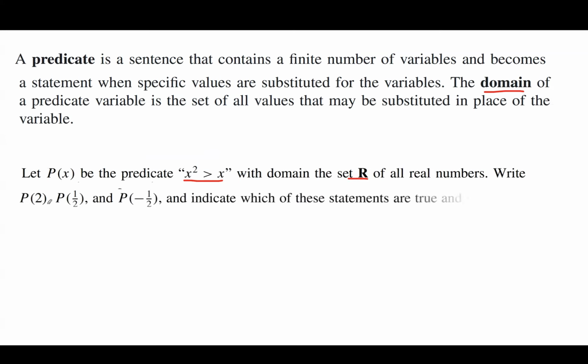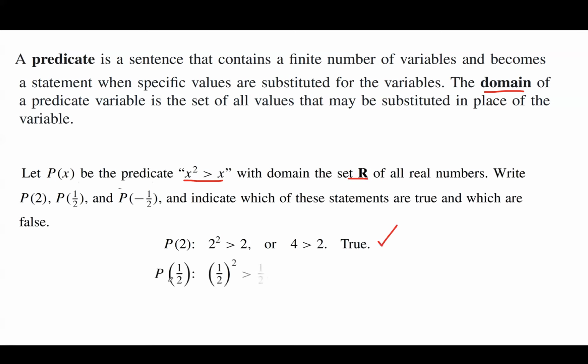Consider P of 2, P of a half, P of negative a half. Which one is true? Which one is false? Well, if you plug in 2 for X, you get 2 squared, which the predicate says must be more than 2. Well, 4 is more than 2. So this statement is true for 2.